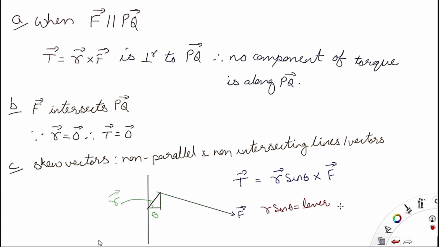So r sin theta is the lever arm or moment arm of the torque. So you just have to remember the perpendicular distance between F and axis of rotation. Always, whenever you have to compute torque, torque is equal to R cross F, where R is the perpendicular distance between F and axis of rotation.